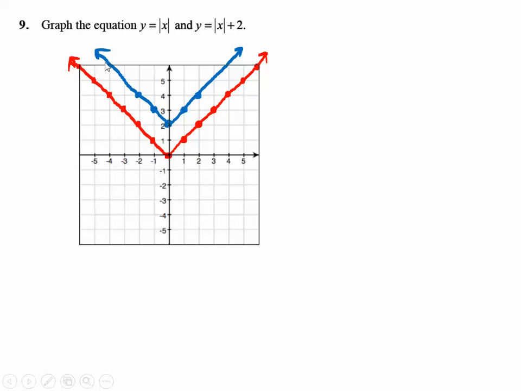Notice that the red graph and the blue graph are really 2 units apart each time as we graph. Good there. Again, getting you guys used to the concept of translation just a little bit.